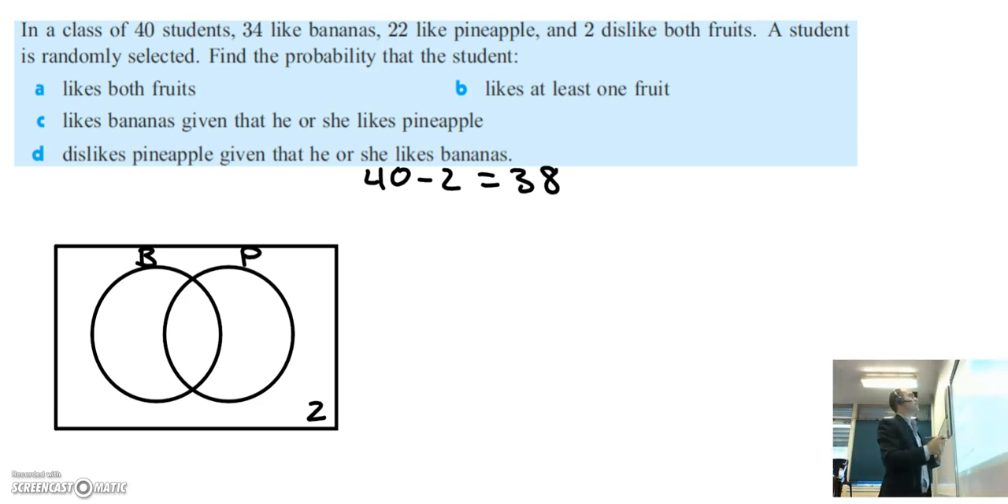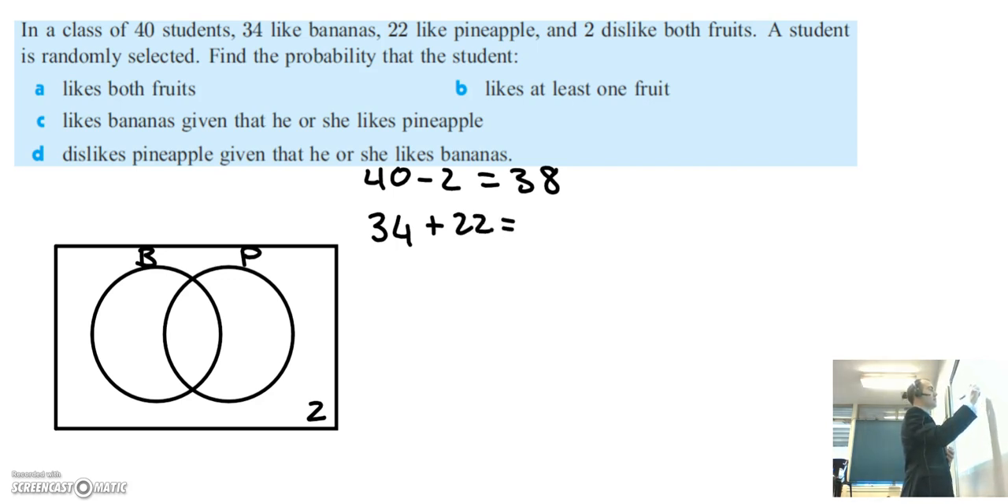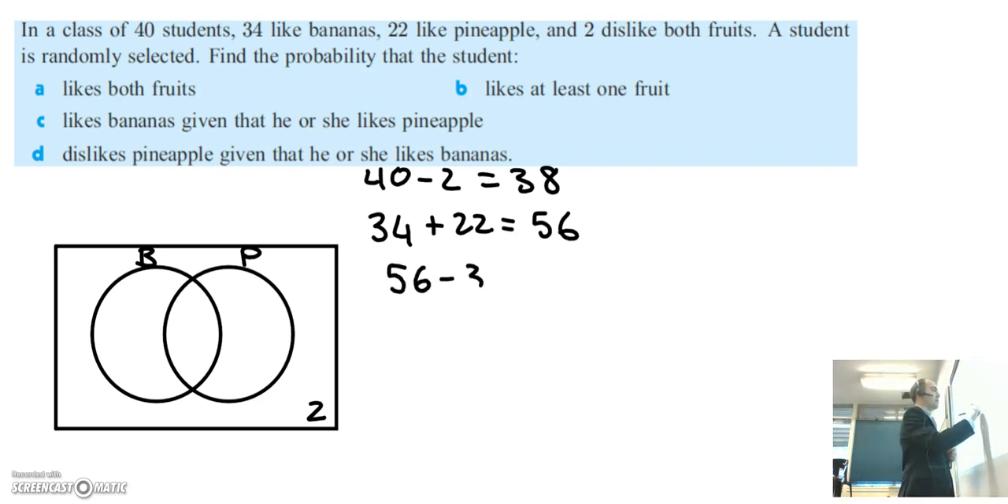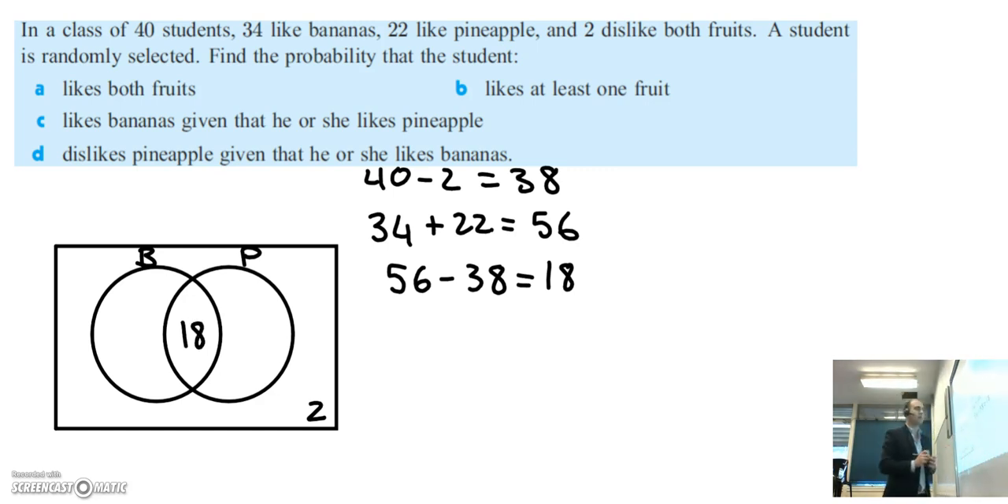that like fruit. But if I've got the 34 students that like bananas and 22 that like pineapple, that means I've got 56 students accounted for that like fruit, but I've only got 38 there. So 56, take away the 38 possibilities, leaves me 18, I believe. 18 students that like both bananas and pineapples.